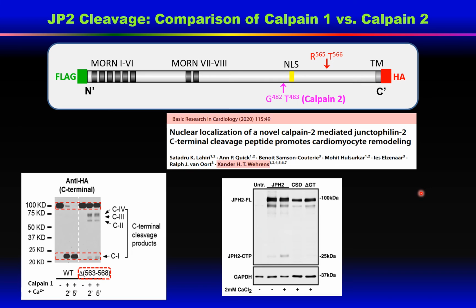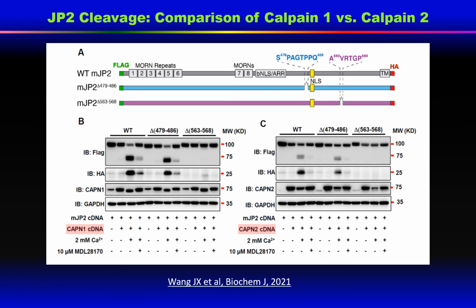So you may think that this could be due to a difference in experimental conditions of Western blot experiments by two different groups. So the best way to address this discrepancy is to perform a side-by-side experiment in the same condition. We did compare side-by-side whether Calpain-1 and Calpain-2 can cleave JP2 at the same site.